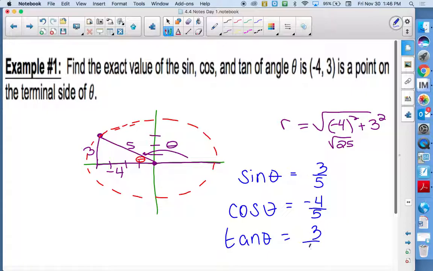3/-4. Yeah, that's also negative because we're on the negative x-axis. So if you're on the negative x-axis, your x's are negative, meaning the cosine contains an x, the tangent contains an x, so they're negative. Even though the distance of the triangle is still positive, it's still a negative value.